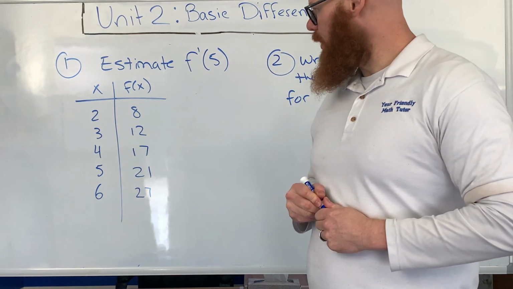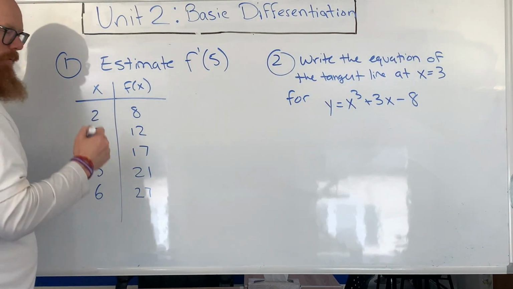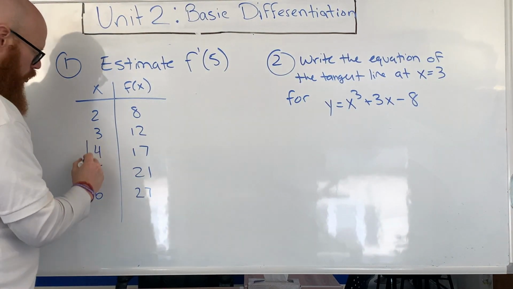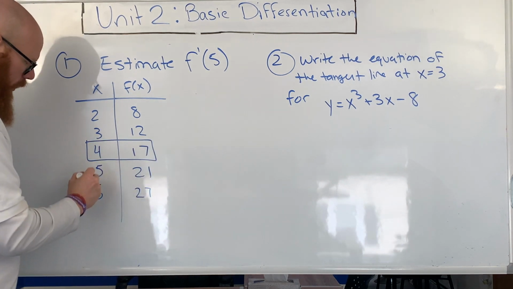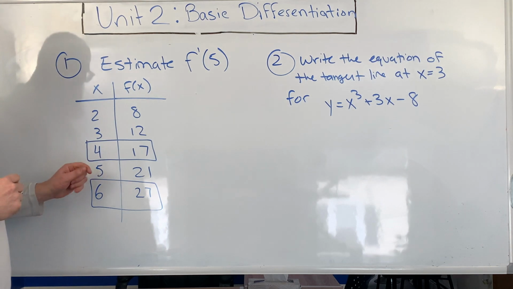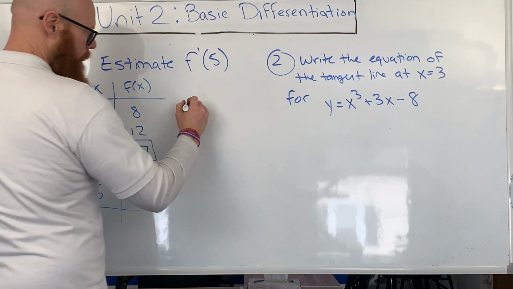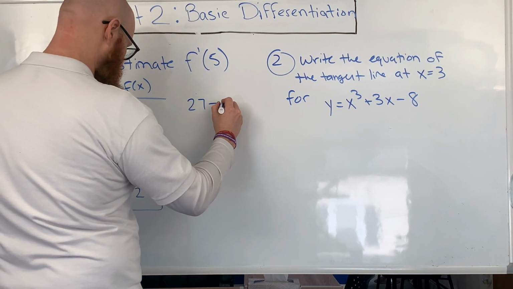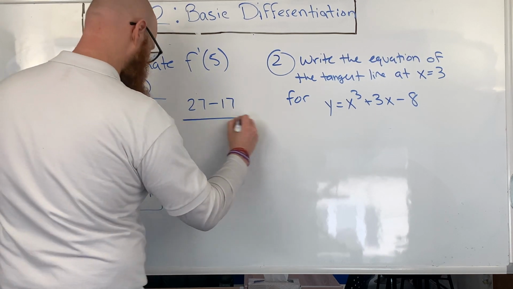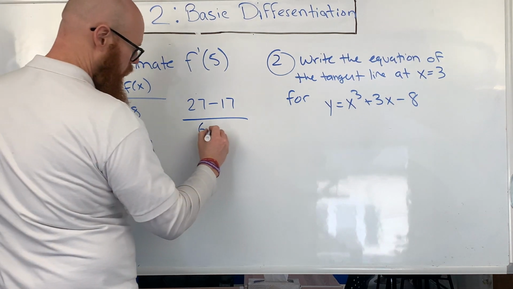So what we can do is our best estimate in this case for a secant line, remember secant line we need 2 points, would be the point before and the point after. So anytime you have a table, you're going to use the point before and the point after, and you're just going to find the slope. So that's 27 minus 17. So I'm just changing y over 6 minus 4.